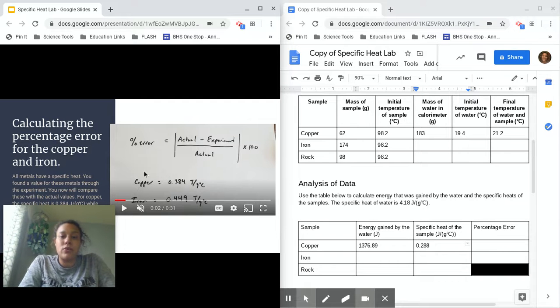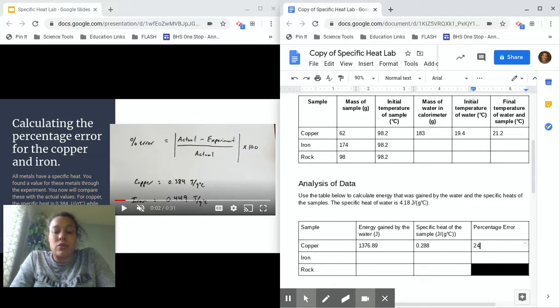So I'm going to use this 0.384 as the actual number that goes into this equation. Subtract by what I just calculated, 0.288. Divide by the actual number again, and then multiply that bad boy by 100, and it should tell me that my percent error, I think, is somewhere around 24.5% off, which isn't too bad.